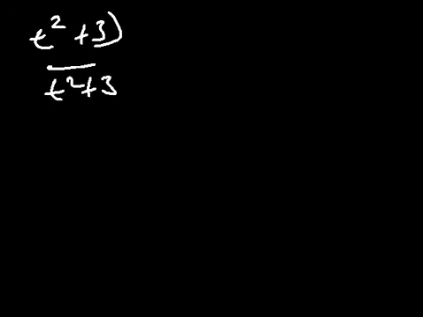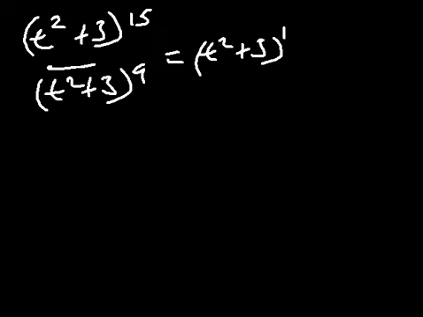And what if we have this case: t to the power 2 plus 3, raised to the power 15, divided by t to the power 2 plus 3, raised to the power 9. What is that? Now the bases are the same, so we use division, in the sense that we have t to the power 2 plus 3, all to the power 15 minus 9. So you have it right there.